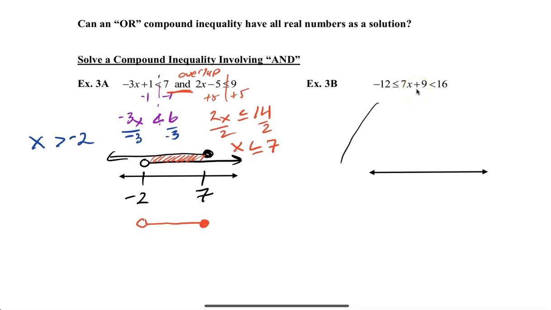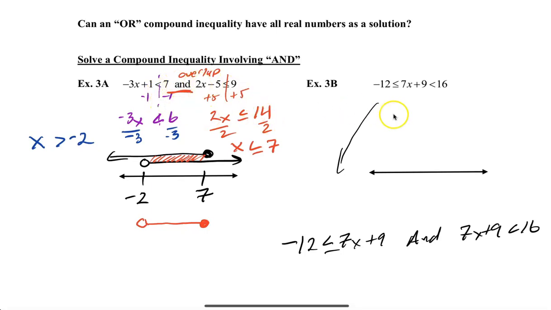If you really want, you could do it negative 12 is less than 7x plus 9, and 7x plus 9 is less than 16. So that's one way you could do it. You could just separate it, and then treat it like this is a problem and you're done. Do this left side, and then do this right side, and then solve it just like we did that one.